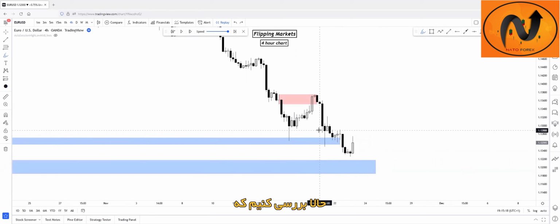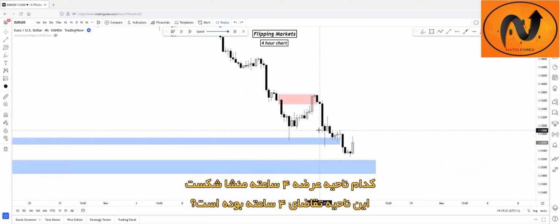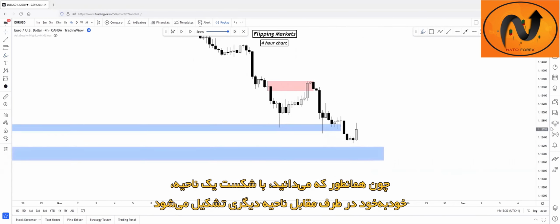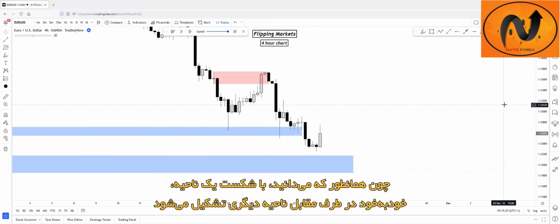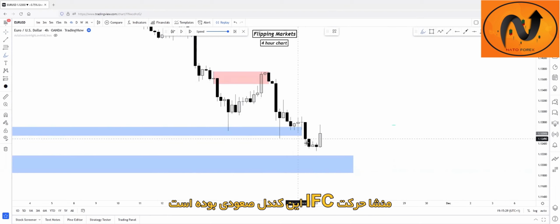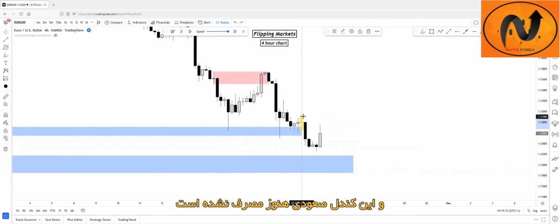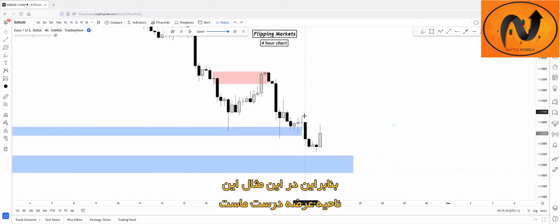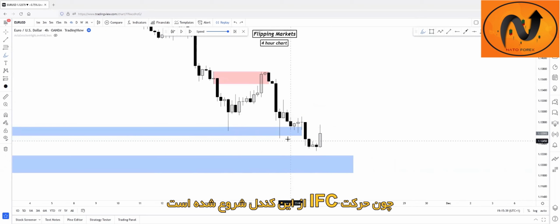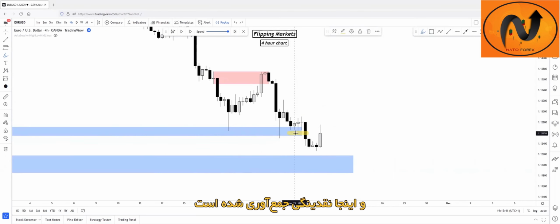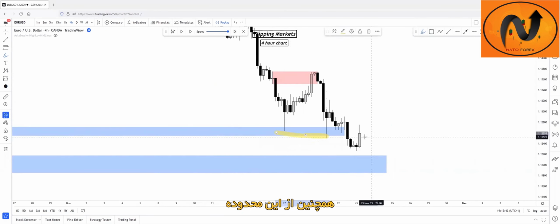Let's see which 4-hour supply zone caused the break of this 4-hour demand zone. Because if a zone breaks, an opposite side zone will be automatically formed, as you may know. So as you can see, the inefficient push came into the market from this upside candle. And this upside candle has not been mitigated yet. So this is our right supply zone in this case, because the inefficient push came into the market from this candle, break of structure here, liquidity sweep from this region and also from this region.